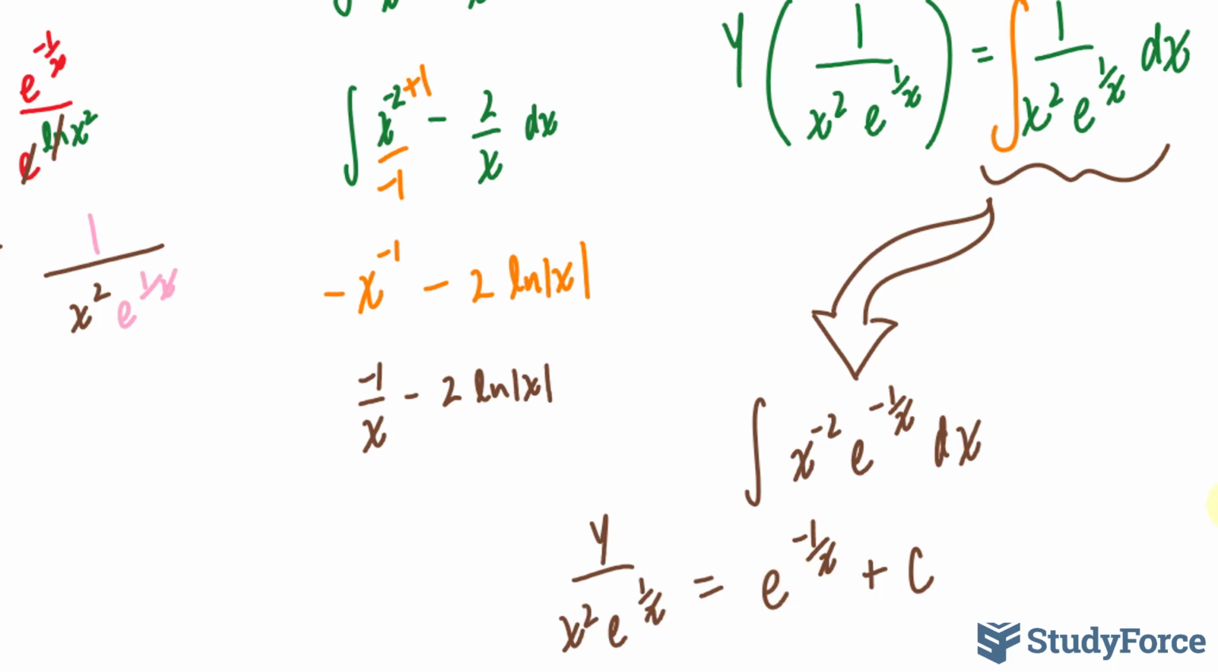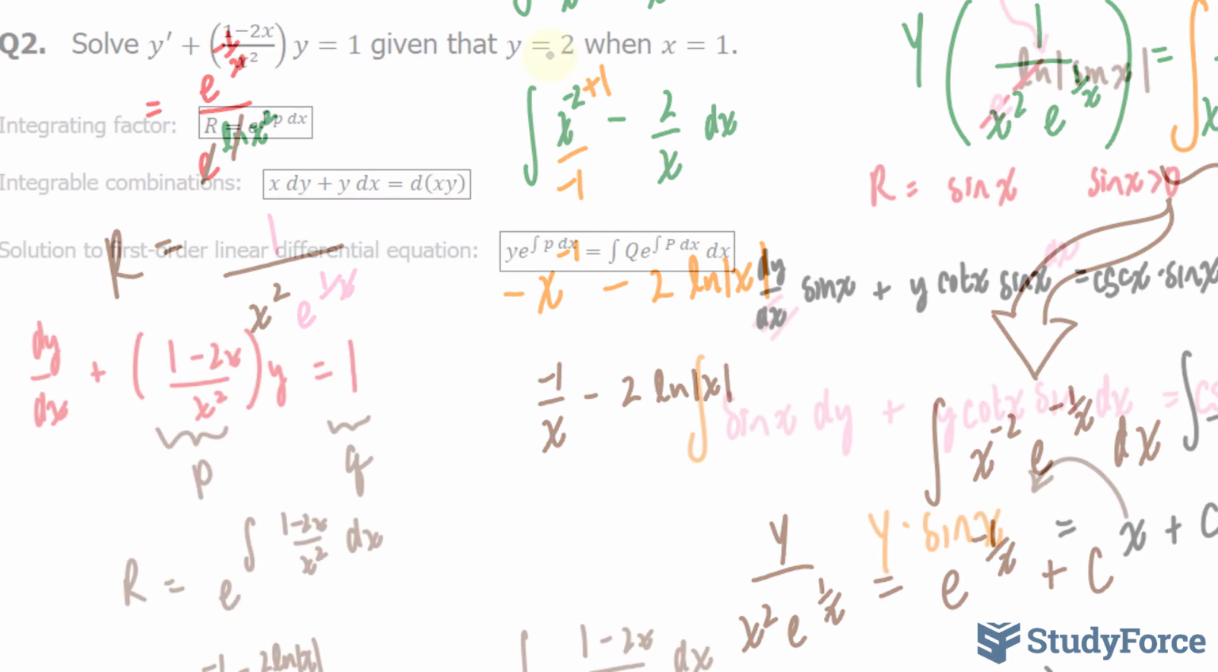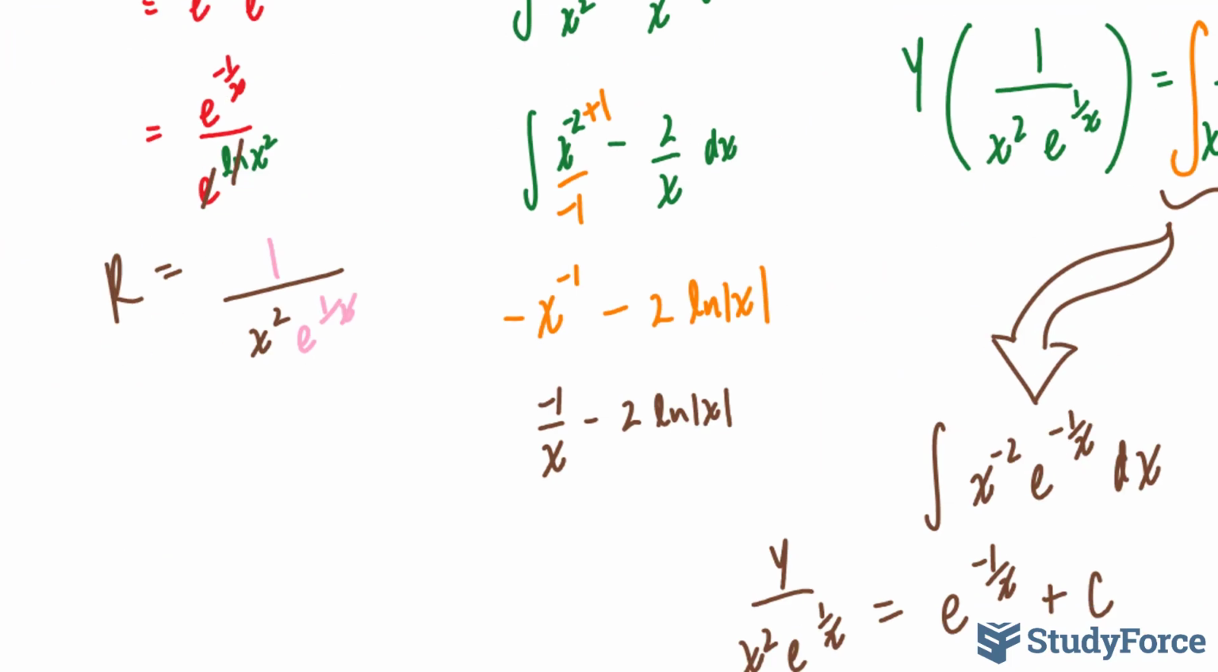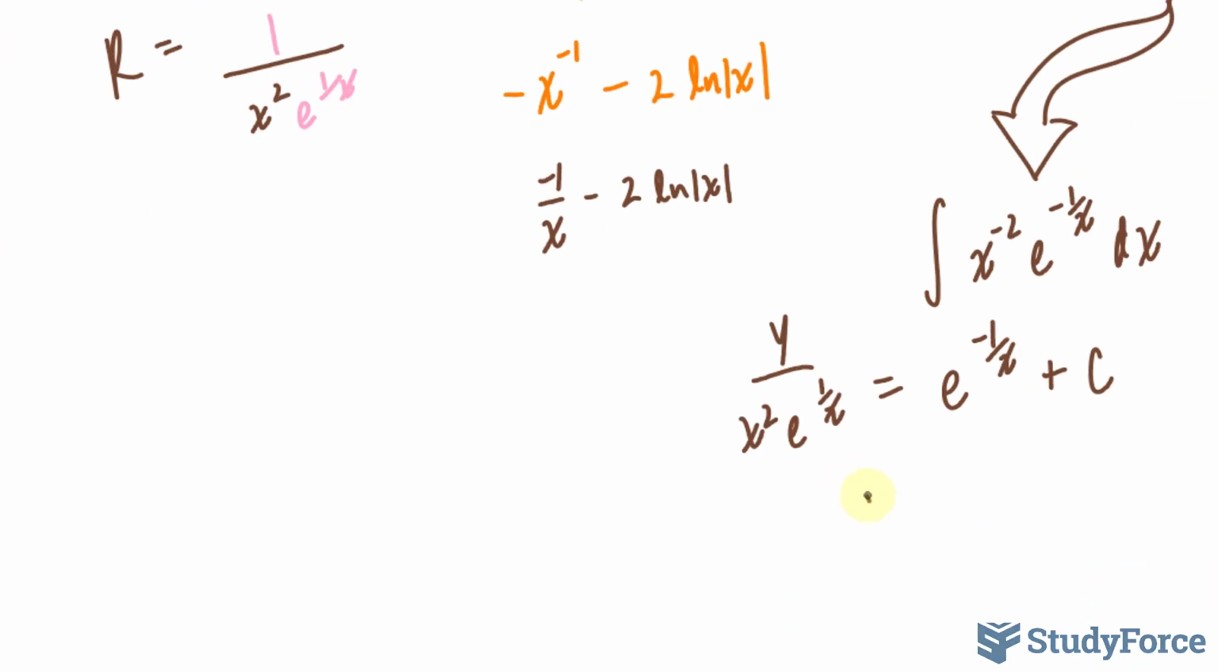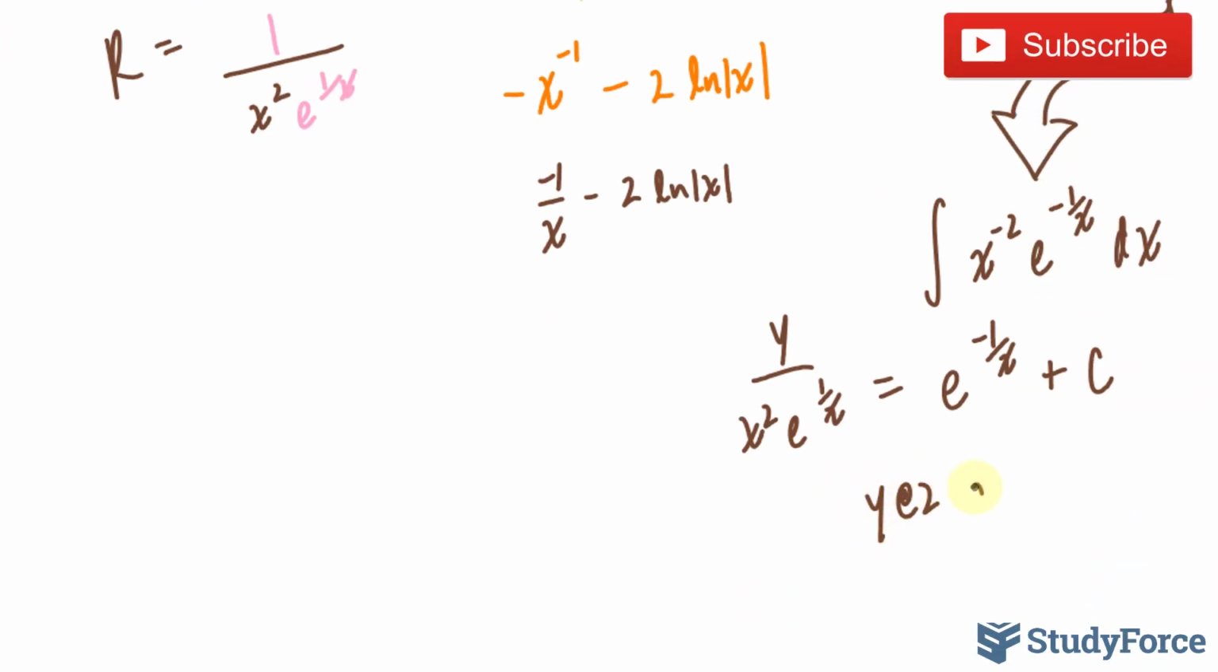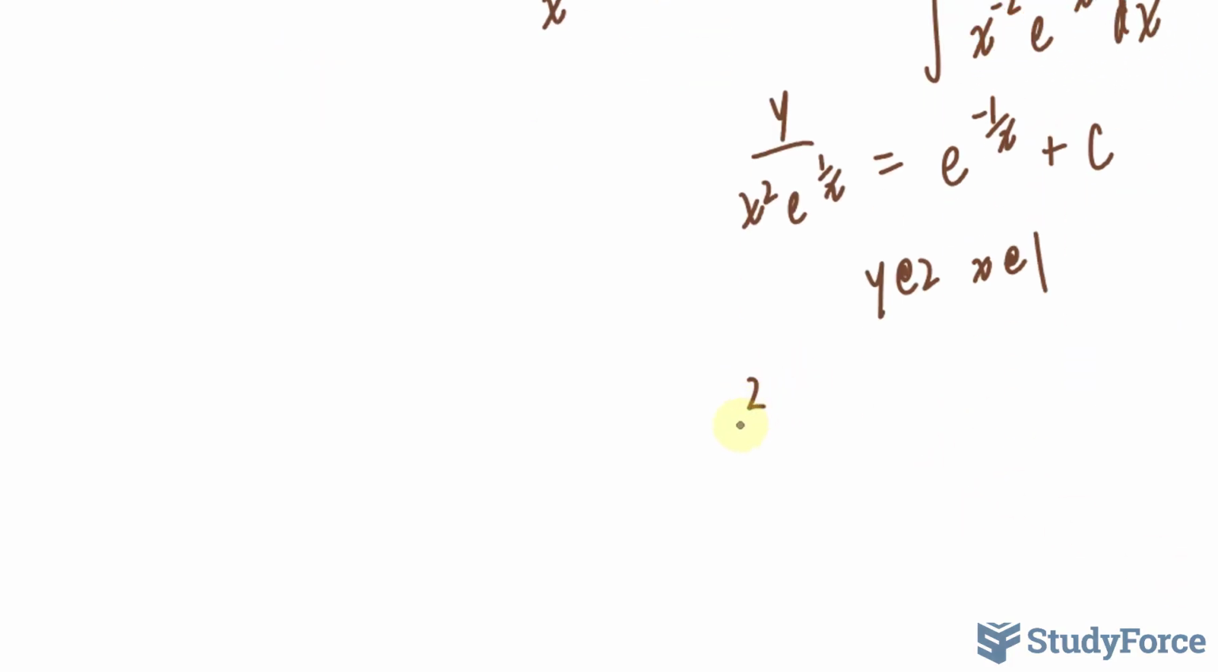Now we can apply our conditions. Our conditions were y is 2 and x is 1. This will enable us to find c. Y at 2 and x at 1. Let's substitute these values, see what happens. 2 over 1 to the power of 2, that's 1. And e to the power of 1 is e, is equal to, we have 1 over e, because negative 1 over 1 is negative 1, and that can be represented as 1 over e, plus c.